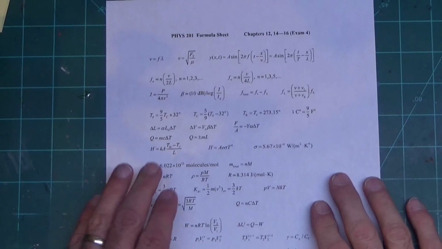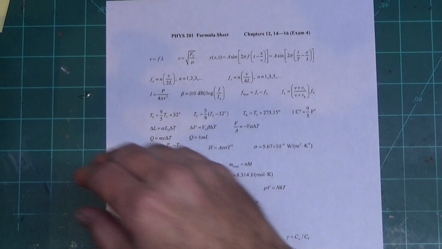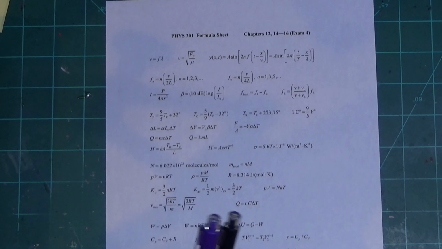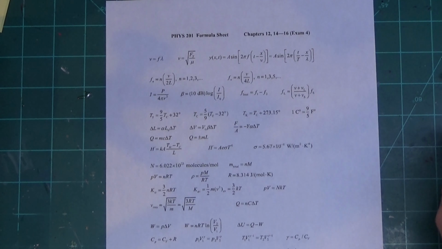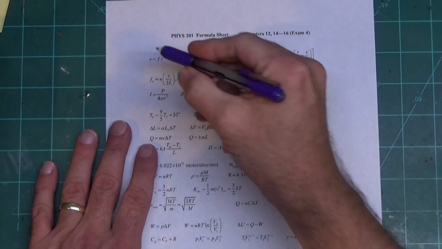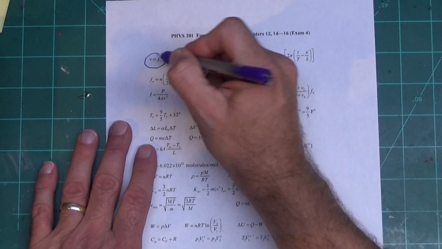All right, here we go. We're going through the Physics 201 formula sheet for exam 4. Okay? And we're going to tear this thing up. First off, this is for sound.